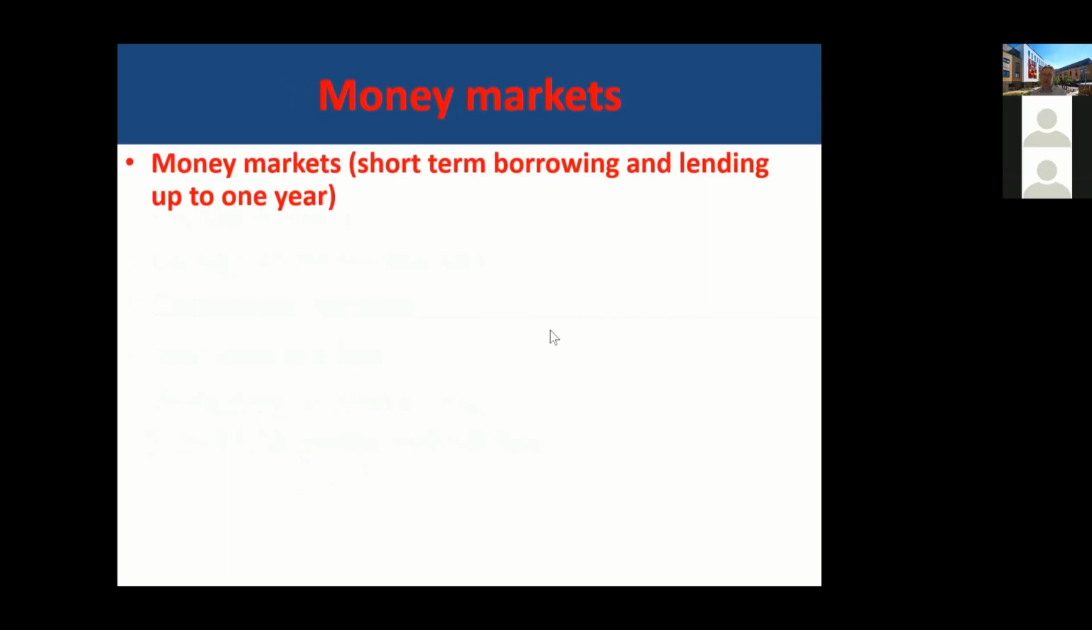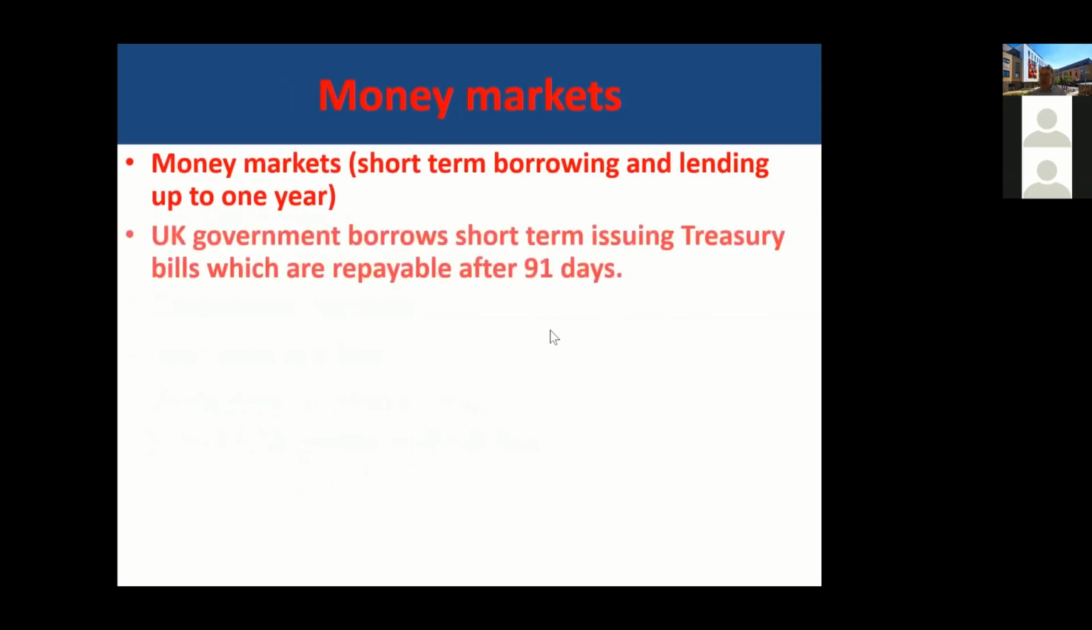When we talk about money markets, these are essentially short term. These are markets for borrowing and lending funds for less than 1 year, so up to 1 year. So it's short term borrowing and lending. And there are various economic agents that can operate in money markets.